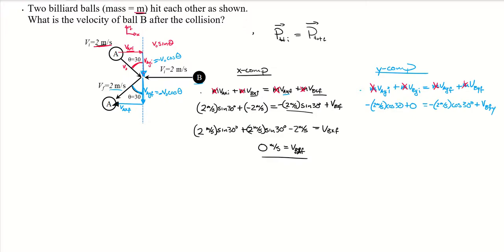Again, we can figure this out. We can solve for our final velocity in the y direction of our ball. Bring this over, we end up with negative 2 meters per second cosine 30 plus this once we bring it over. So this also ends up being 0, which is equal to VB final y. And we figured out the y component. So putting that all together, we know that the final velocity of ball B is just equal to 0. It stopped after this collision.